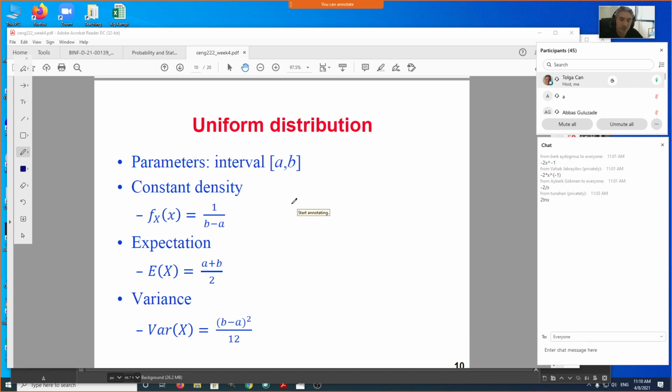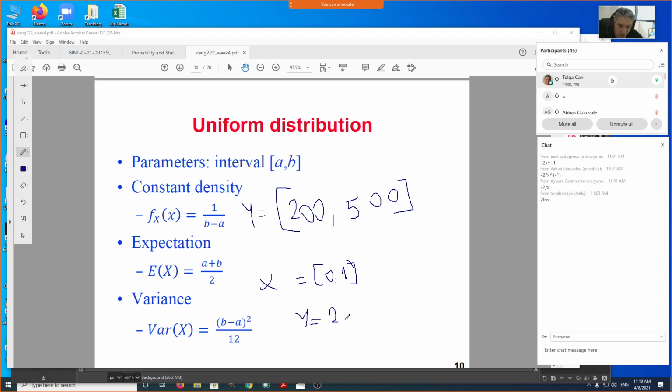Pencil tool. Yeah. So if you want to get something between 200 and 500, what is this uniform? It's like the standard uniform, which is between 0 and 1. If this is my random variable x, and this is y, y is nothing but 200 plus 300 times x, right? It's just a scale.